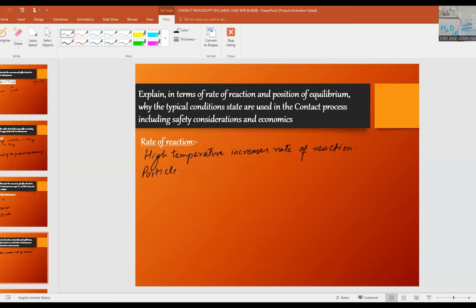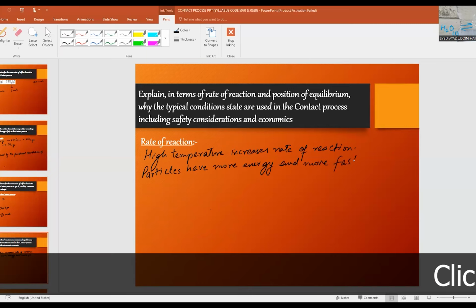Particles have more energy and move faster.